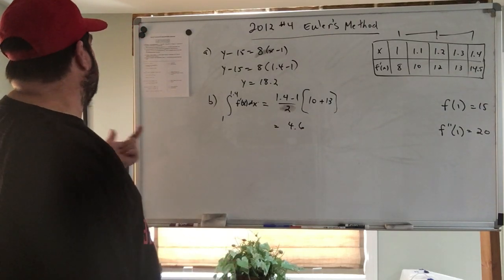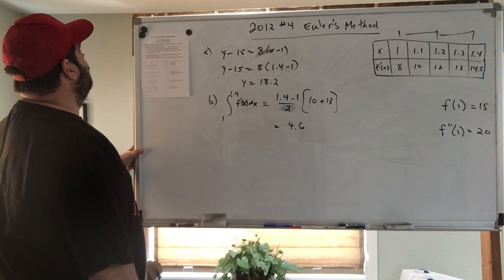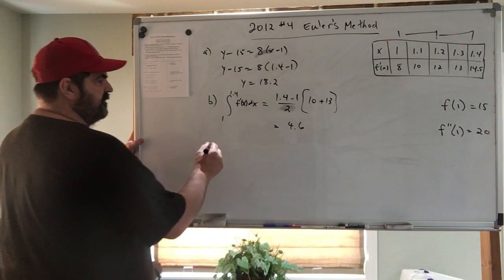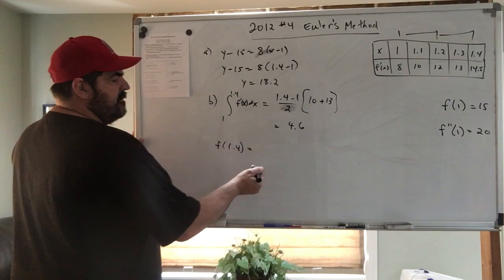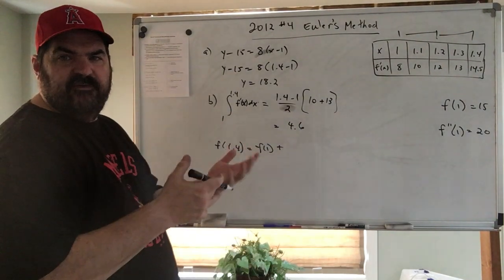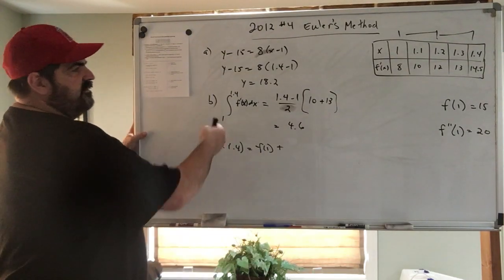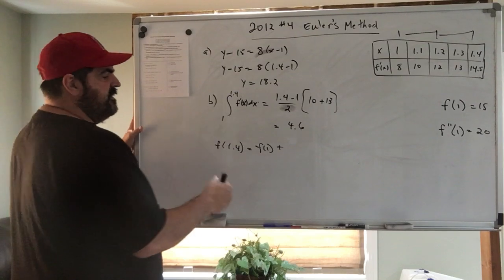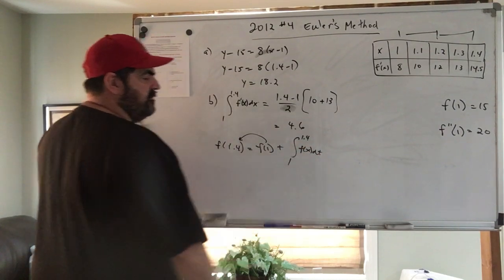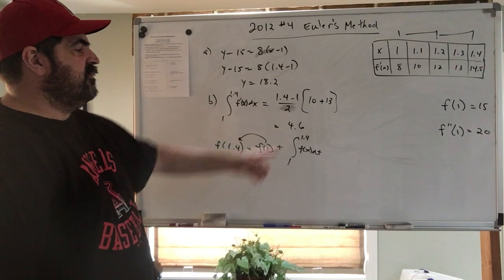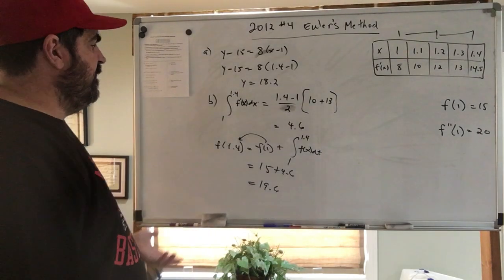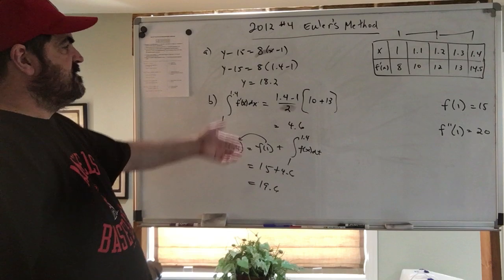What am I going to do with it? Well, they said use that value to estimate f of 1.4. You're like, how do I do that? Well, if you remember using integrals and accumulators, I want to find f of 1.4. But what do I know? Oh, I know f of 1 is 15. So if I take f of 1 plus, remember like in PVA, the integral of velocity is a change of position. So the integral of f prime, if f prime is like our velocity, is a change in f. So the integral from 1 to 1.4 of f prime of x would be the change from 1 to 1.4. Well, we just did it, the integral was 4.6. So I have 15 plus 4.6, so I get 19.6. So doing it this technique, I get a slightly different approximation than the 18.2.